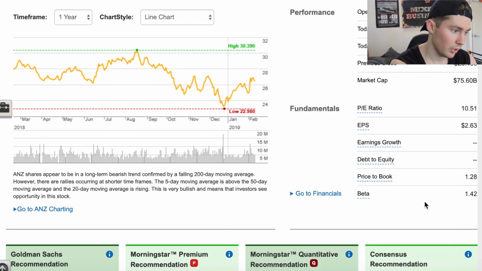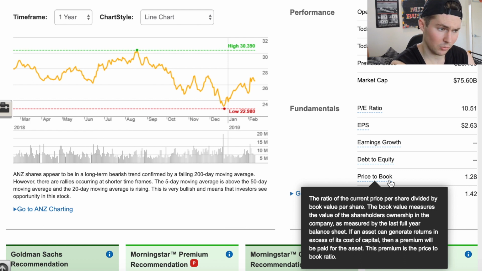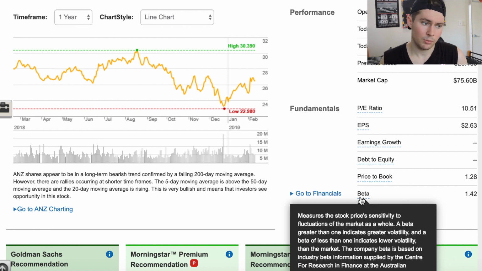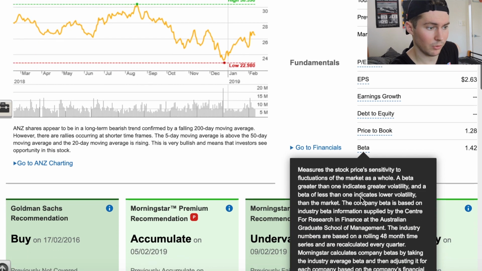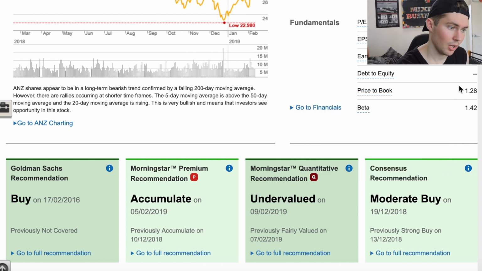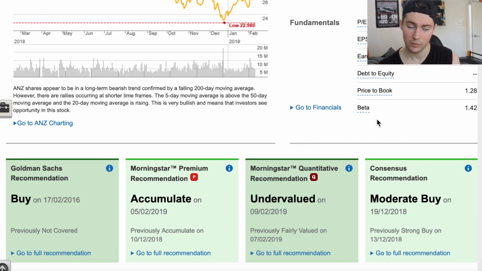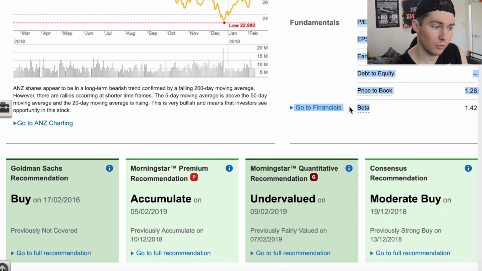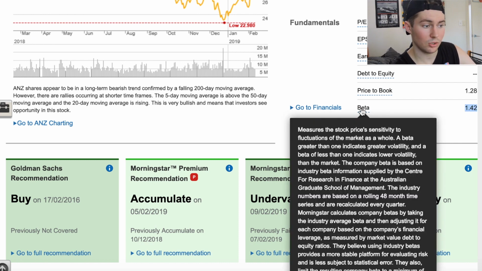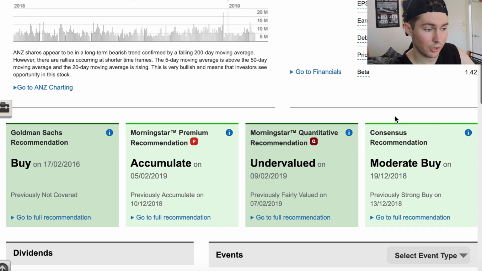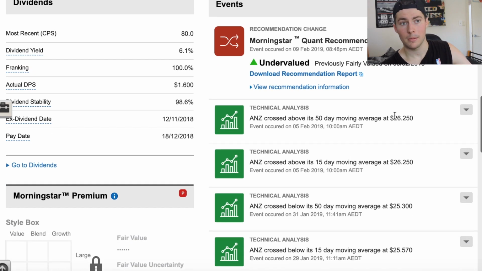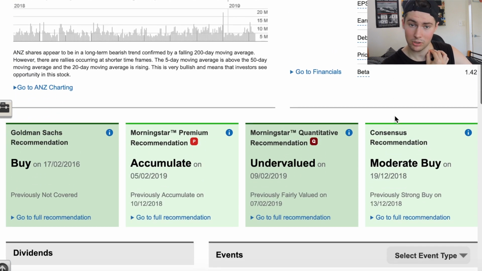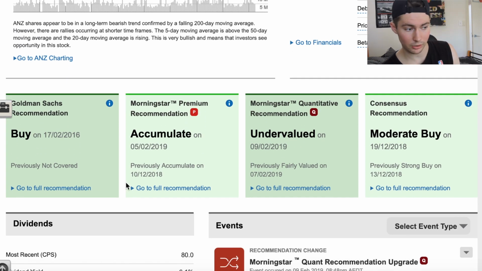So going down the page, we have the price to book ratio as well as the beta. Now the price to book is just the current price per share divided by the book value per share, so measuring the value of shareholders' ownership in the balance sheet, as well as beta. So beta is basically the risk involved with the market movements and the volatility with the share price. So that's just for plugging into formulas and working out certain ways to give you an advantage on trading. So we can go through that at a later date.